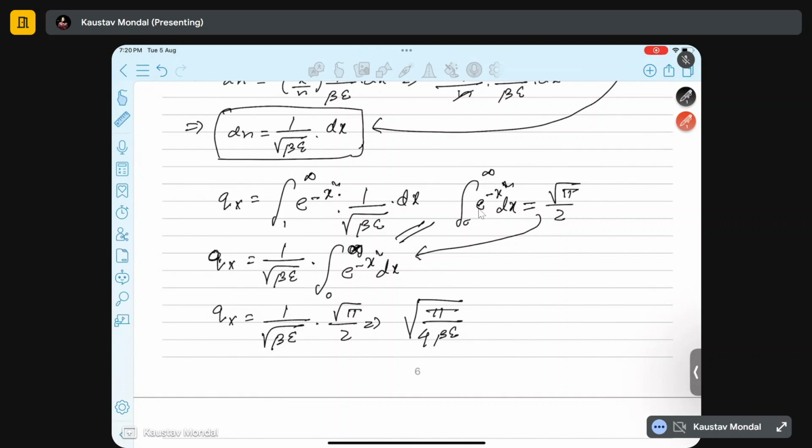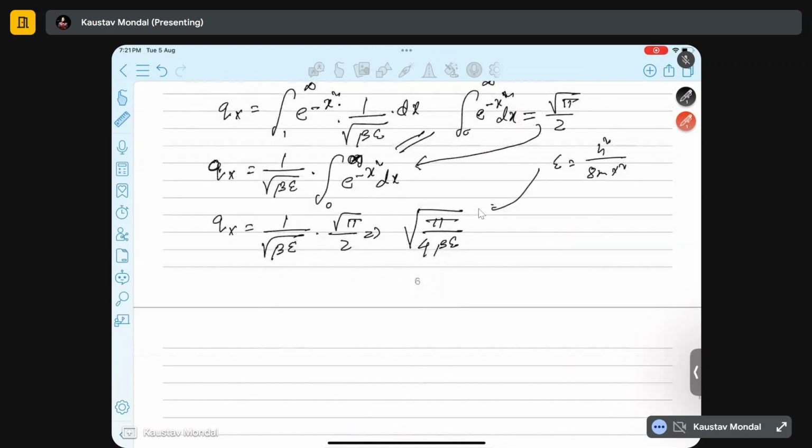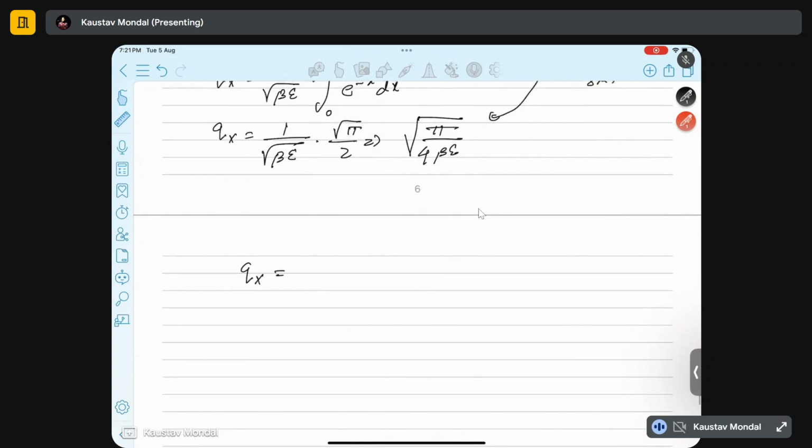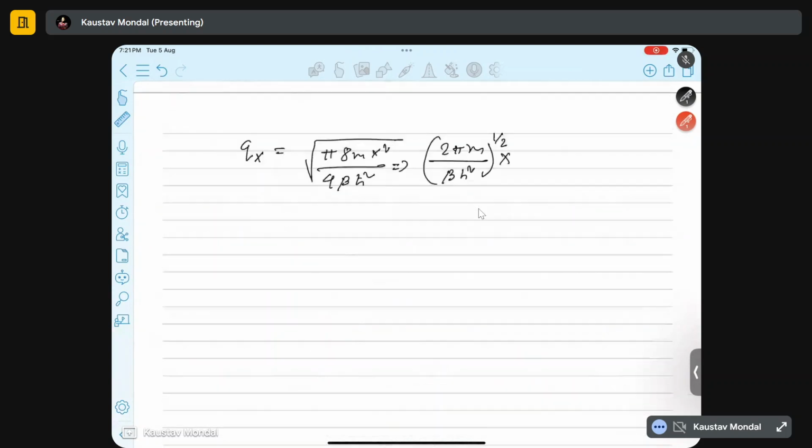So now if you substitute the value of E here, you already know, right? E is h square by 8mx square. So if you substitute E here, qx will give you 8mx square over h square, and x square gives you 2 pi m beta x square to the power half x. Okay.